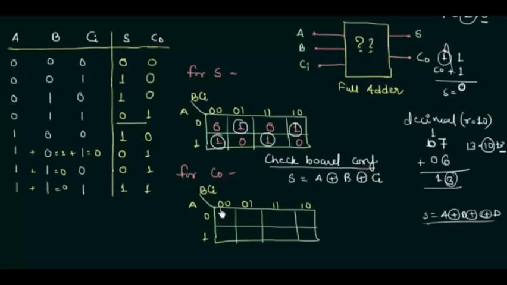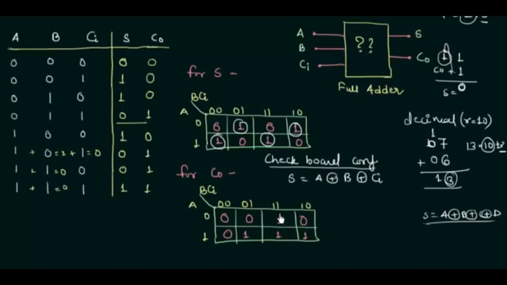Now we are going to find out the value of C0, or C output, by using this K-map. So let's fill it in: 0 0 0 1, so 0 0 0 1, 0 1 1 and 1, so 0 1 1 and 1. We don't have any checkerboard configuration in this case, so let's make the groups.